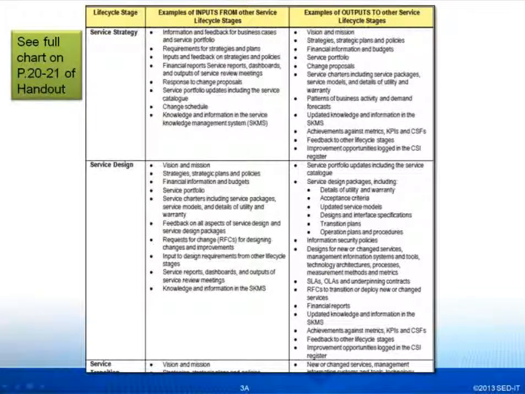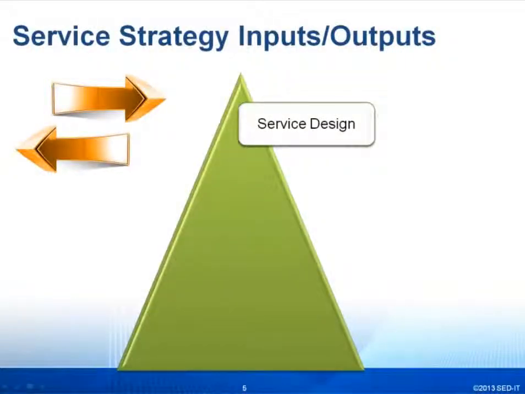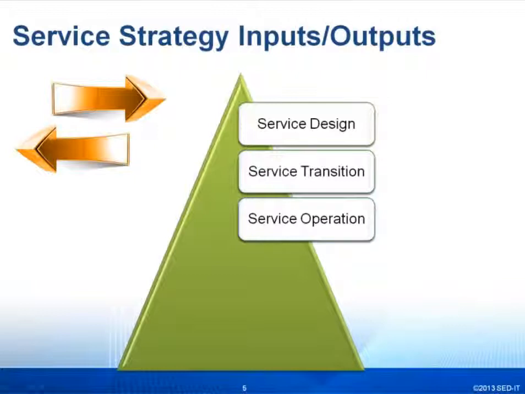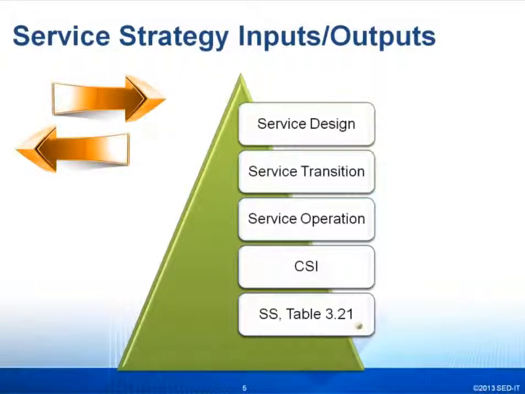Okay, so there's the generic service lifecycle inputs and outputs. So let's look at the same sort of information, but let's go phase by phase. So we're going to look at service strategy from a perspective of inputs and outputs to design, to transition, to operation, and then to CSI. Now, this table is found in service strategy. It's table 3.21, and it's also reproduced for you in that handout packet. So make sure that you have that in front of you.